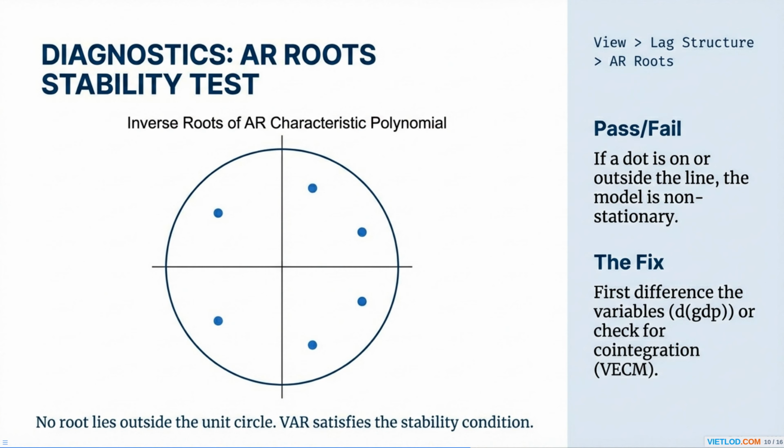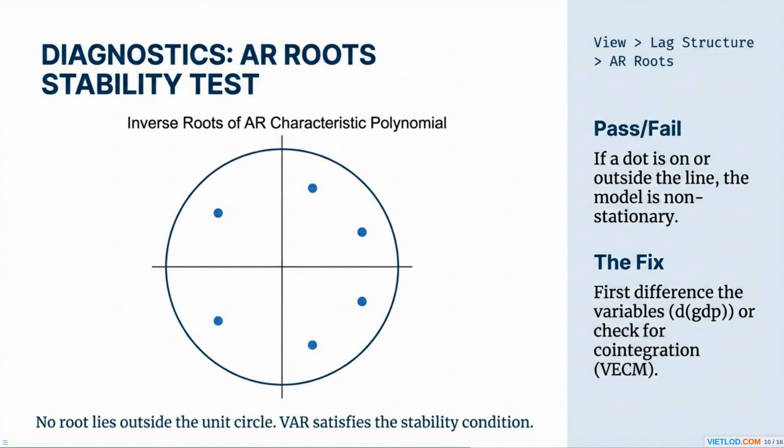This slide illustrates the crucial AR root stability test, which examines the inverse roots of the AR characteristic polynomial. The graph shows a unit circle on a complex plane, with blue dots representing the inverse roots. The model passes the stability test if all these dots lie strictly inside the unit circle, indicating that the VAR model is stationary and stable.